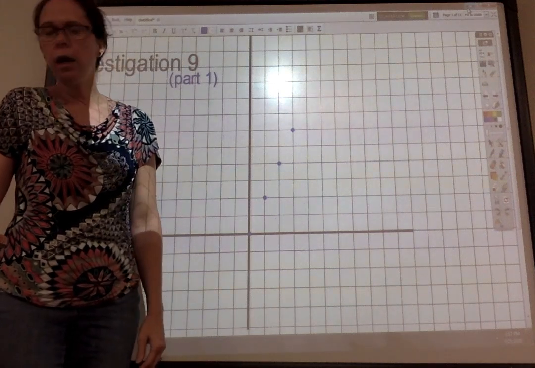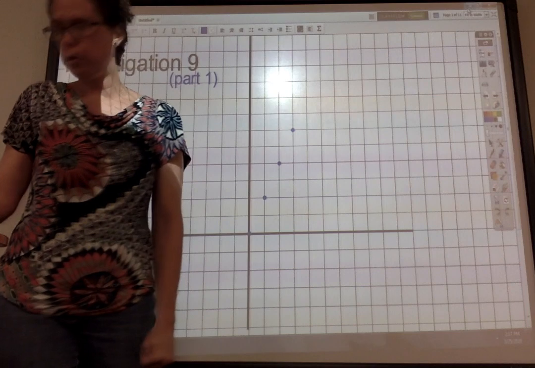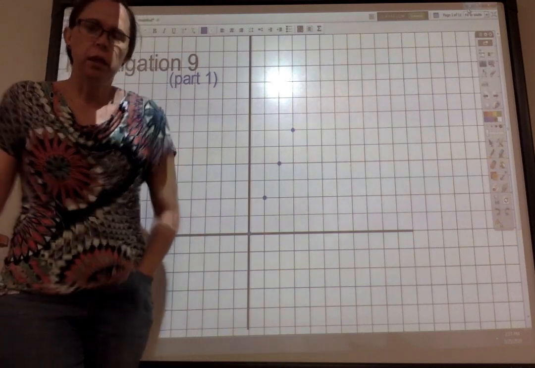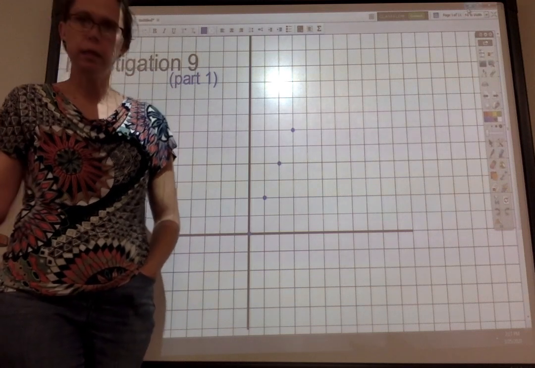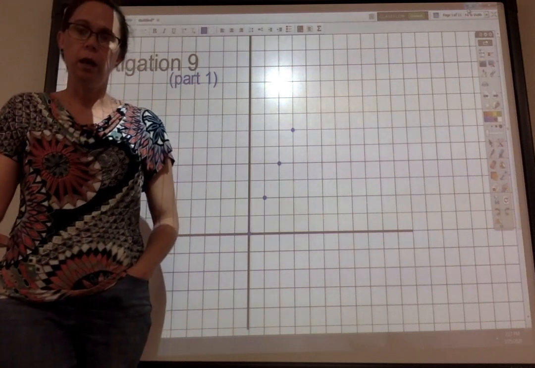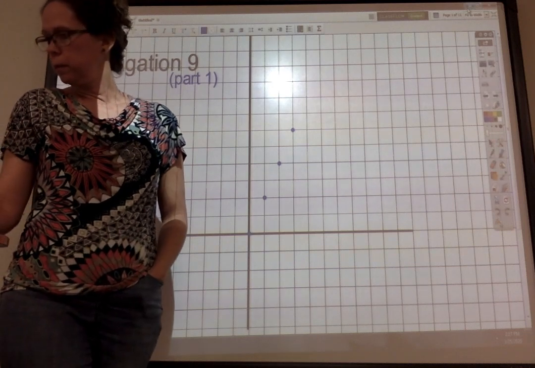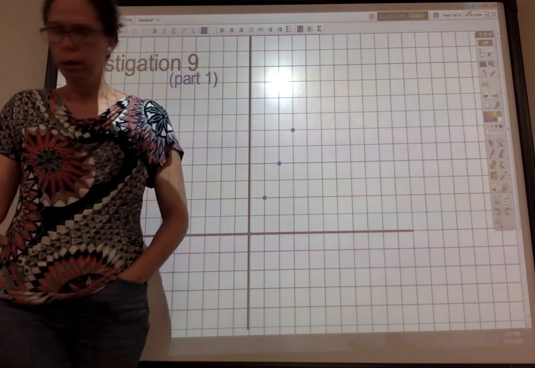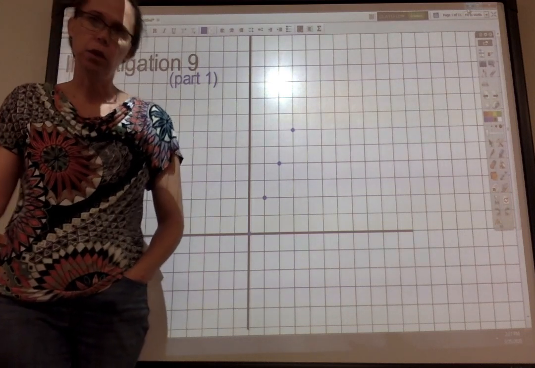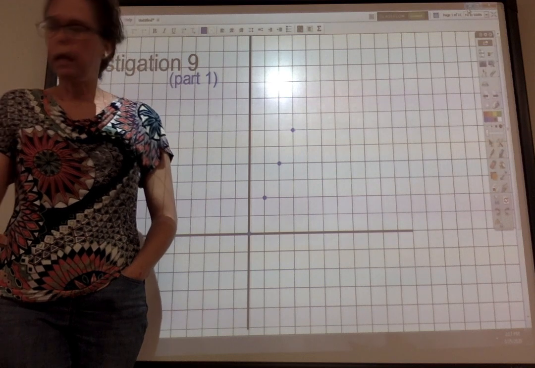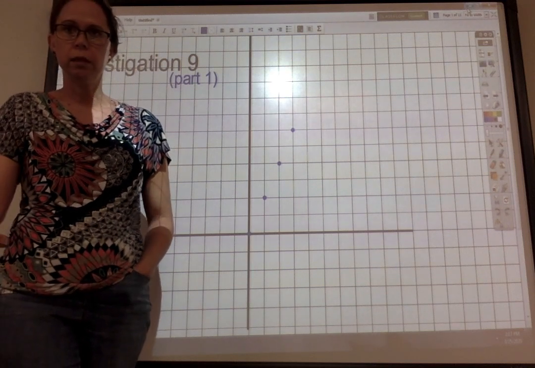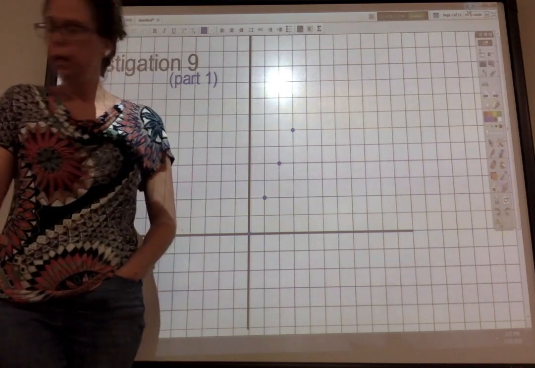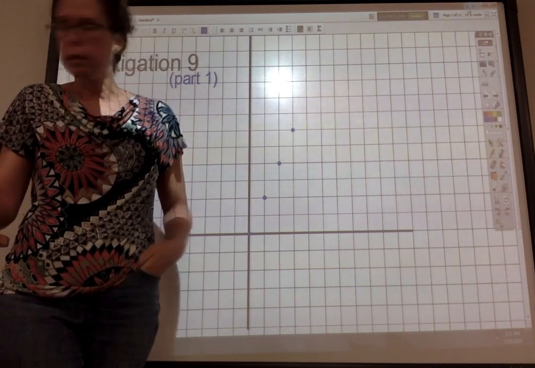Hello again. As we move toward remote instruction, there will be some parts in our book, some lessons or investigations, that we may skip. This Investigation 9, however, is extremely important. So we will break this investigation up into 2 parts. And as you can imagine, since this is a class activity, it's very difficult to do with none of you sitting in here. So we will go about this the best that we can.